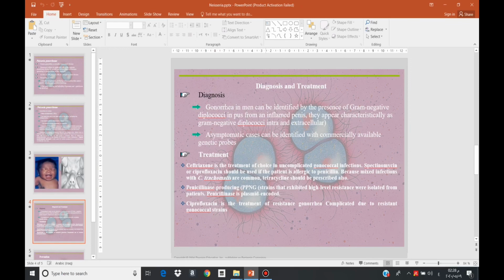طبعا الشيء المهم اللي أريد أقول لكم إياه إنه دائما عندنا النايسيريا غونوريا substrain of this bacteria produce resistance to the antibiotic due to the presence of the penicillinase enzyme اللي والسترين نسميها penicillinase producing Neisseria gonorrhoeae. هذا الإنزيم هو plasmid encoded lead to the destruction of the antibiotic. So we give ciprofloxacin as a treatment of choice for a patient with resistance gonococcal strain.